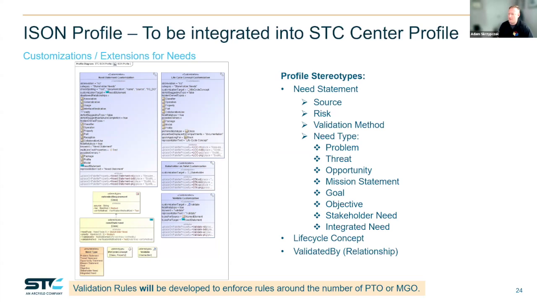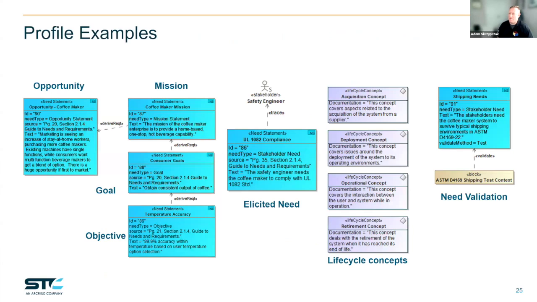We also plan to have validation rules to support this profile. Simple rules like, you only have one mission statement. So if you have one element that has the mission statement enumeration selected, then you're only allowed to have one in your project. That way you don't have multiple mission statements, or multiple problem or opportunity statements, things like that. Here we have some examples. I borrowed some of these from the guides on needs and requirements. Here you have these opportunity statements, the mission, goals, and objectives. You might have an elicited need from a particular stakeholder. You've got your lifecycle concepts defined in terms of what they're covering, and then you have validation, some kind of test context or validation method that you apply.